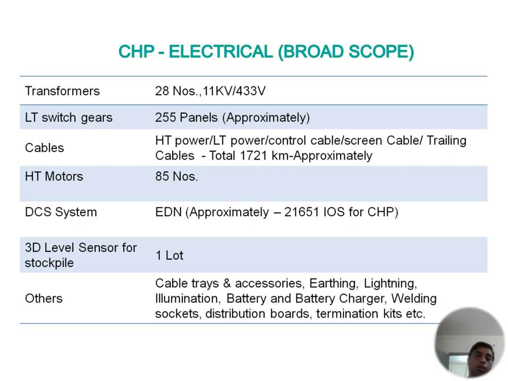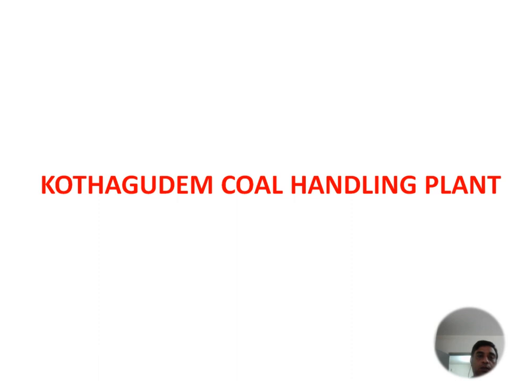In the coal handling plant, we install transformers, switchgear, cables, HT motors, DC systems, 3D level sensors for stockpiles, cable trays and accessories, earthing, lighting, illumination, battery and battery charger, welding sockets, distribution boards, transmission. So a complete electrical system is installed in the coal handling plant for automating this coal handling plant. A huge C&I system is also involved in this coal handling plant.